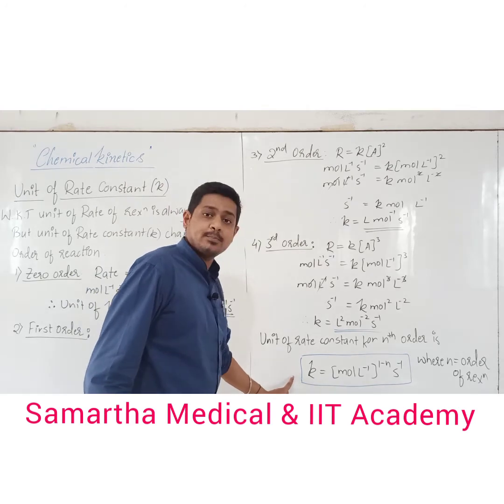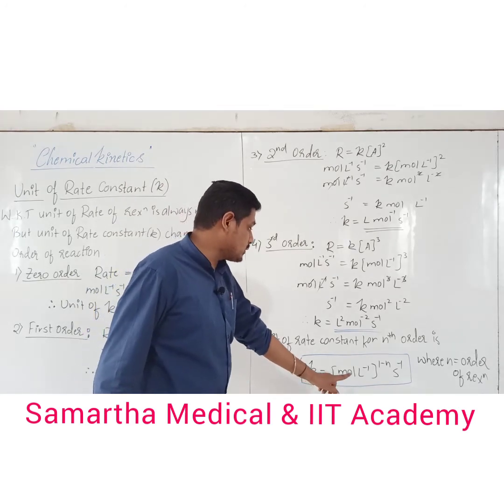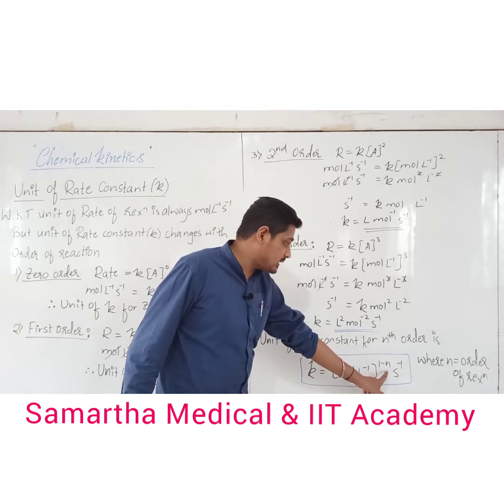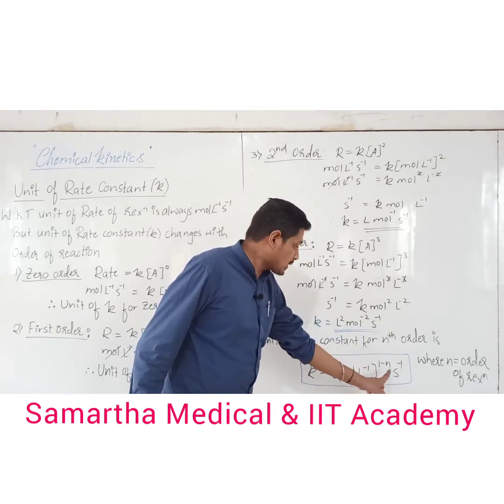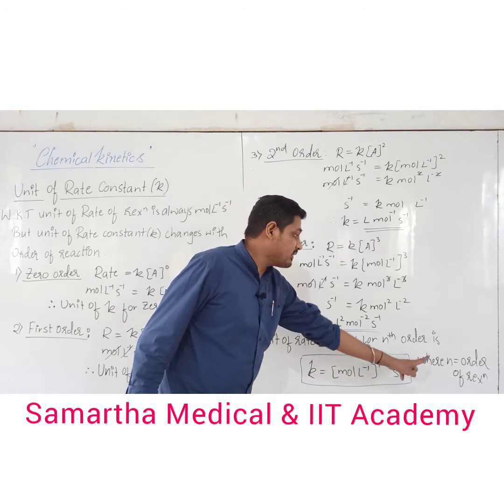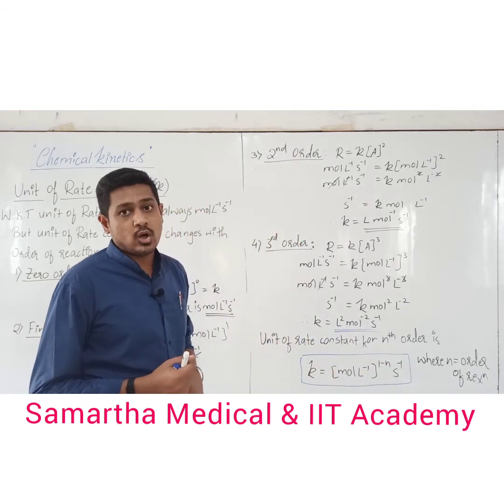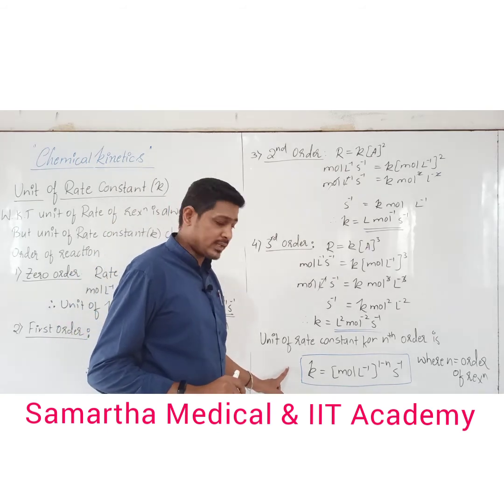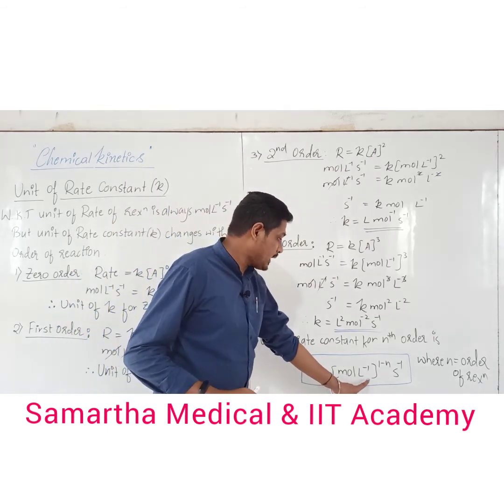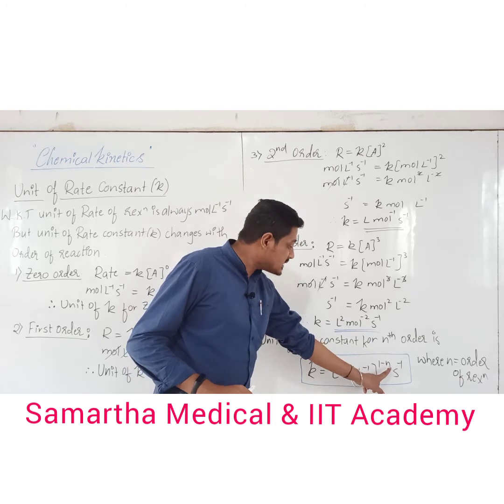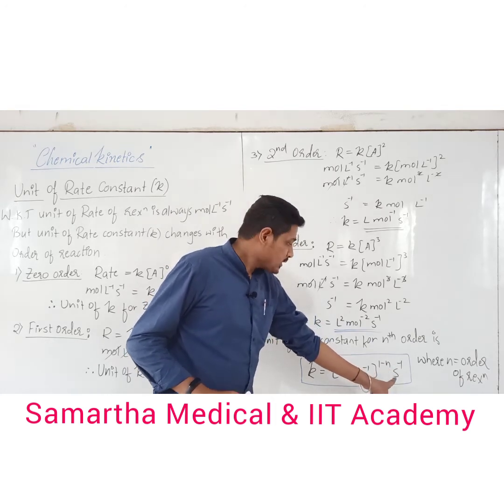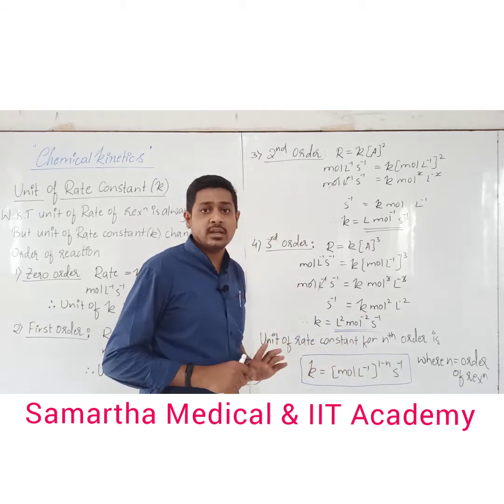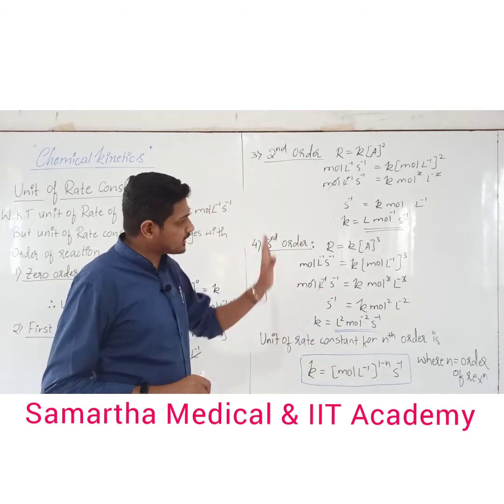This is a shortcut. Okay, that is, rate constant is equal to moles per liter to the power 1 minus n, then per second. Here n represents the order of the reaction. This you have to remember. What is that? Moles per liter to the power 1 minus n, then per second. Okay, what does n indicate? n indicates the order of the reaction. You can cross-check here only.